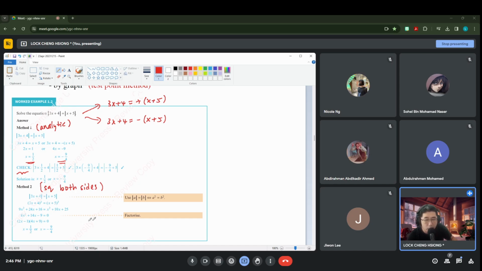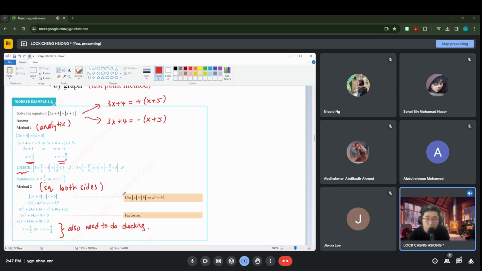But the only problem here is, after you do this, you also need to do checking. You may need to reject some answers. Some answers may not fulfill the question, so you have to be aware. So this is the analytic method and the square both sides method.